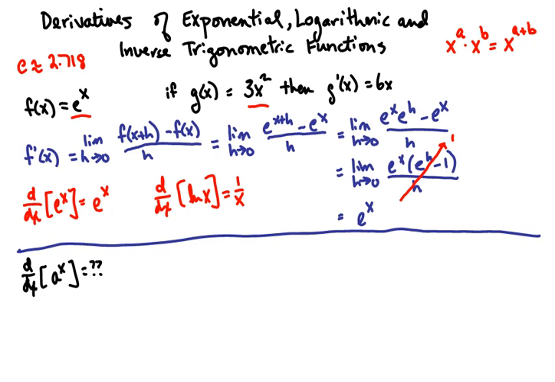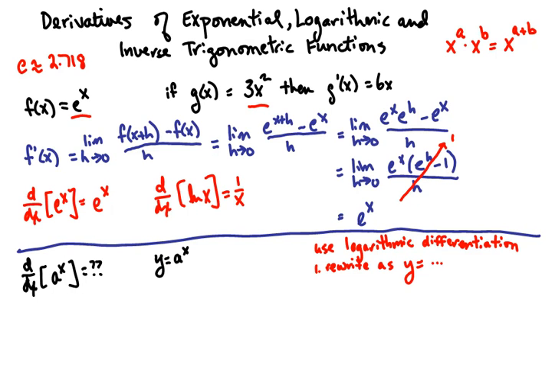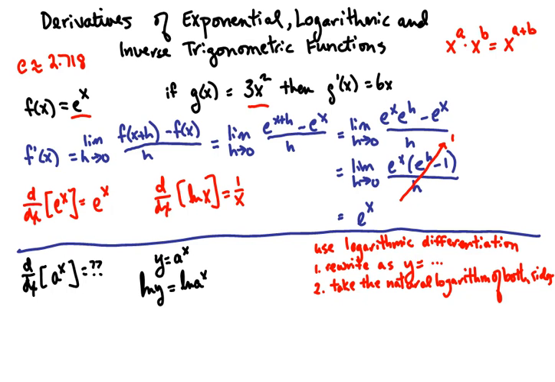Well, what we're going to do here is use a process called logarithmic differentiation. The process of logarithmic differentiation works this way. The first thing we're going to do is, instead of using f of x equals a to the x, that is the function we're trying to find the derivative of, we're going to rewrite it as y equals a to the x. So the first step is to rewrite as y equals whatever the function is. Second step is that we're going to take the natural logarithm of both sides. And let's see what that looks like. So we have natural log of y is equal to the natural log of a to the x.